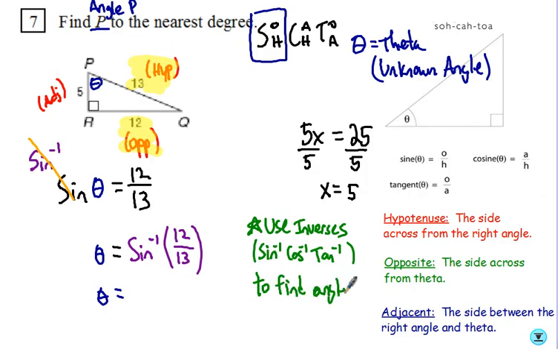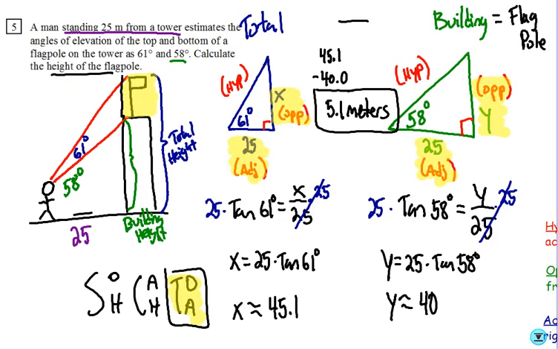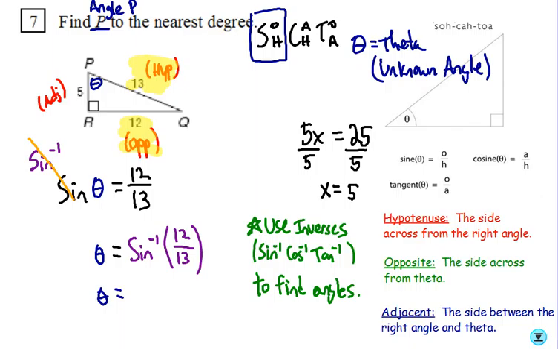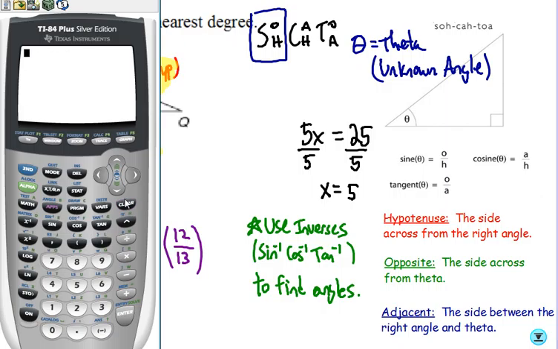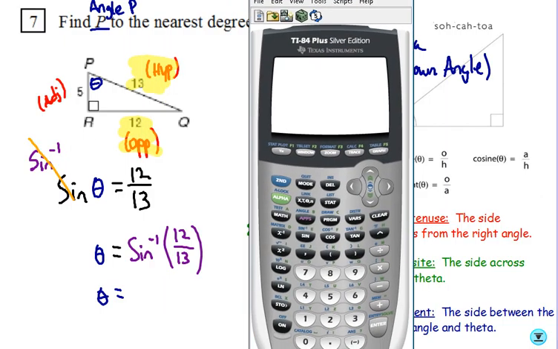Notice that on the others, like the last problem, for instance, we knew the angles. What we were looking for was sides. So that's why we used the regular trig functions. But in this case, we're looking for an angle, so we're using the inverse. What that looks like on the calculator is, instead of hitting regular sine, we hit second sine. And then we do 12 divided by 13, and we get approximately 67 degrees.